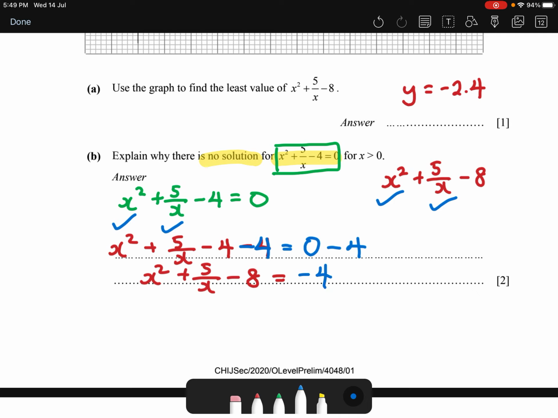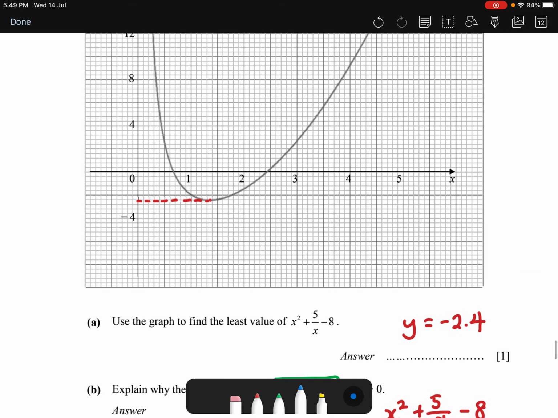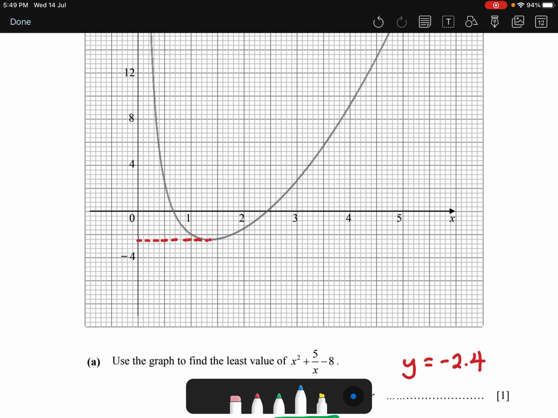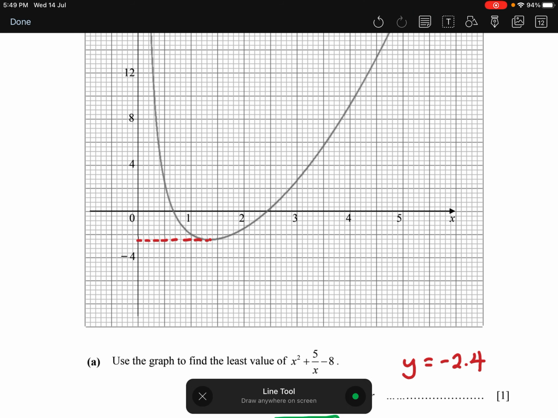If you look at the equation, your left hand side is always your graph number 1, and the right hand side is always graph number 2. Graph number 2 is your horizontal line, so y is equal to negative 4. If you draw negative 4 right here, just draw a horizontal line at y equals negative 4.